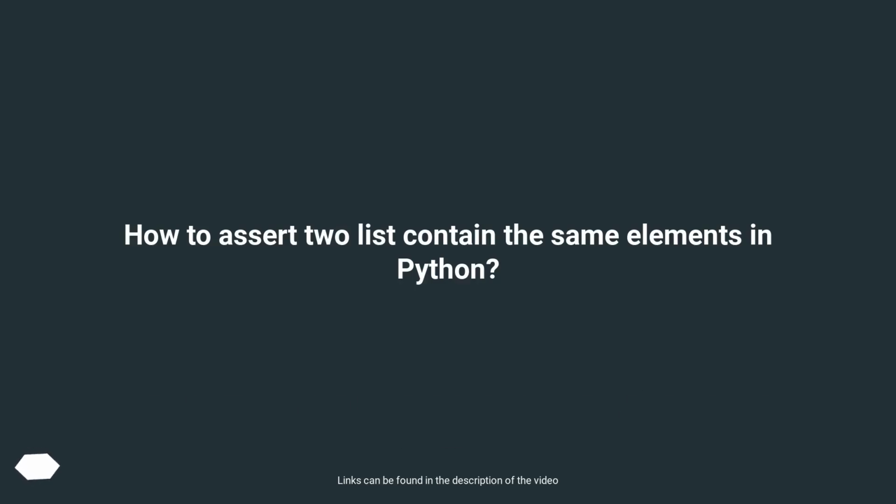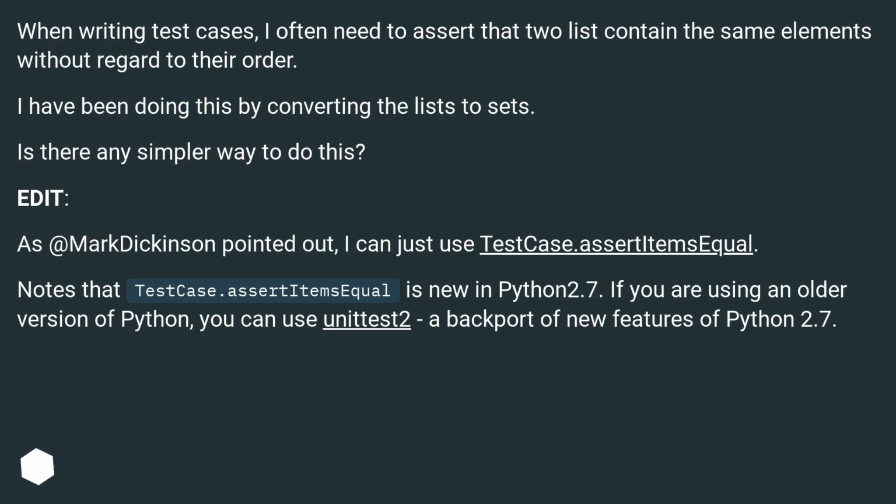How to assert two lists contain the same elements in Python? When writing test cases, I often need to assert that two lists contain the same elements without regard to their order. I have been doing this by converting the lists to sets. Is there any simpler way to do this?